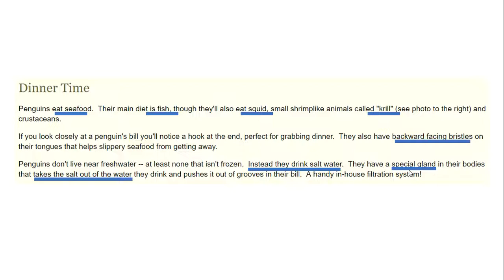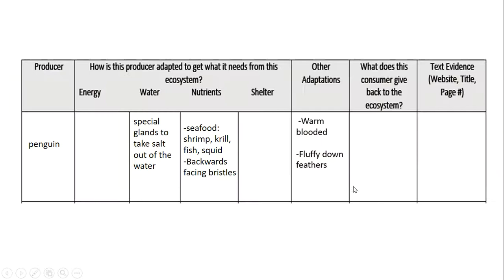So that's pretty interesting. It says it's an in-house filtration system. So here, in my graphic organizer, again, this should say consumer up here, under water, I wrote they have special glands to take the salt out of water. That's an adaptation that they have in order to get what they need from their environment. In terms of nutrients, they eat seafood, shrimp, krill, fish, and squid.